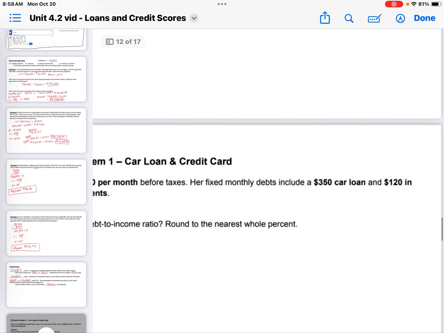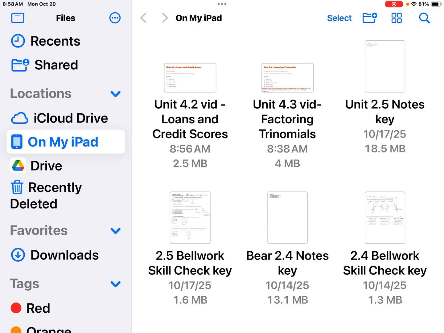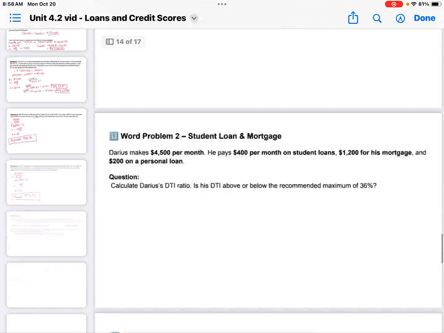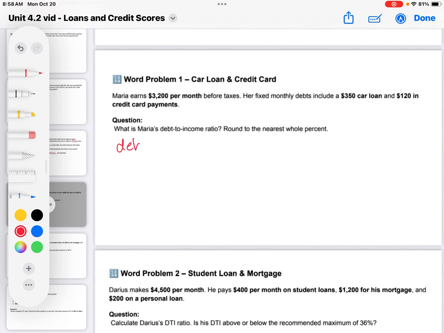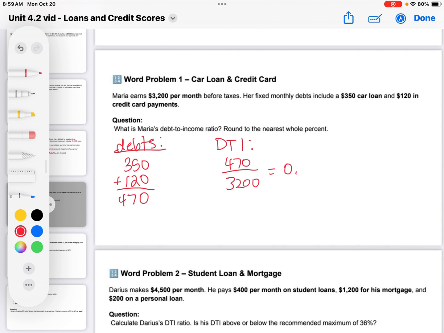All right, so first I'm going to reopen this. This is driving me nuts. There we go. All right, so the first thing we're going to do is add up the debts. So we have $350 for the car loan, $120 for a credit card payment. So that's $470. So her DTI is going to be 470 divided by 3,200. We'll calculate that using a calculator. Sorry, and we get 0.146875. To make that into a percentage, we just go 2 places over, and it's 14.7. Well, it says round to the nearest whole percent. So actually, we'll round that up to 15%.